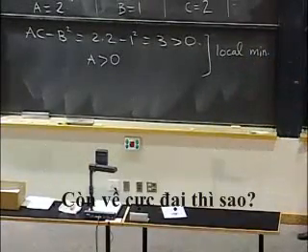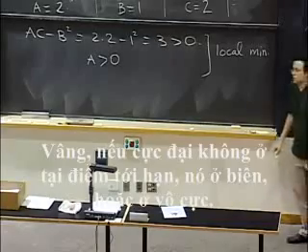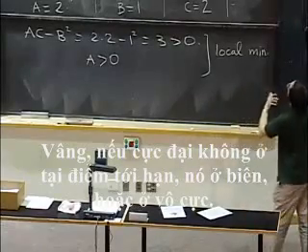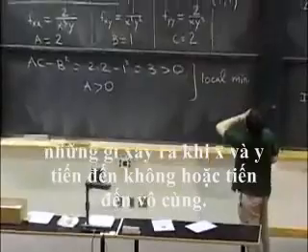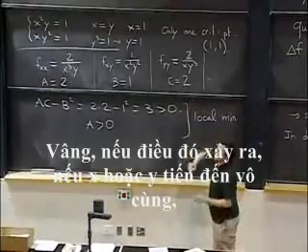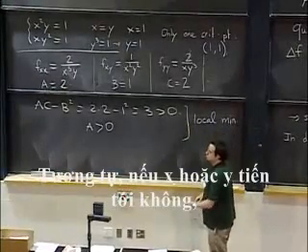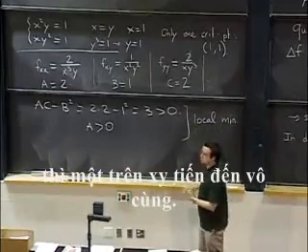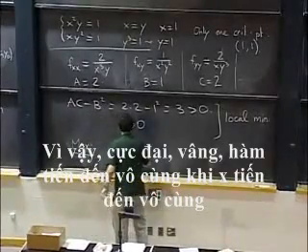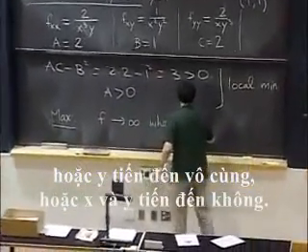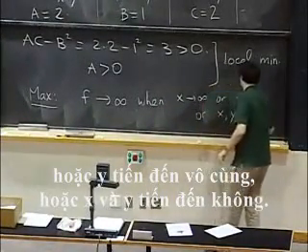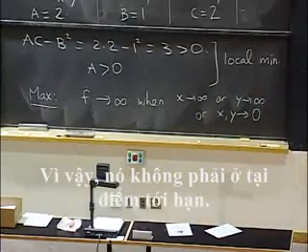What about the maximum? Well, the maximum is not actually at a critical point. It's on the boundary or at infinity. So we have actually to check what happens when x and y go to 0 or go to infinity. Well, if x or y goes to infinity, then the function goes to infinity. Also, if x or y goes to 0, then 1 over xy goes to infinity. So the function goes to infinity when x goes to infinity, or y goes to infinity, or x and y go to 0. So it's not at a critical point.